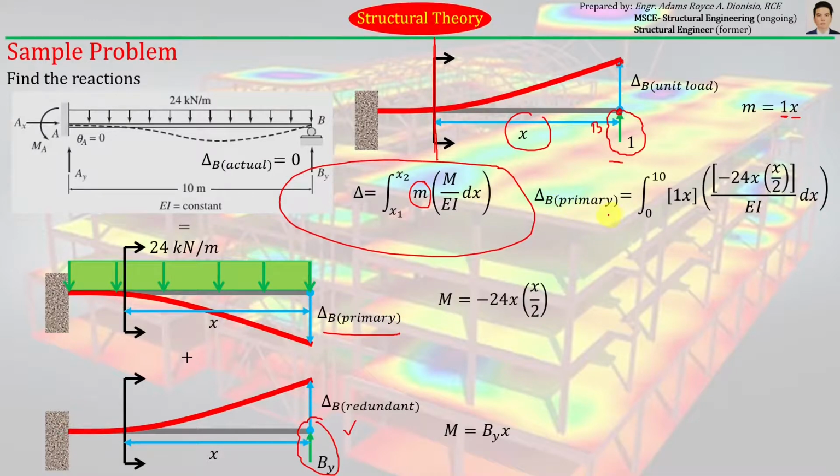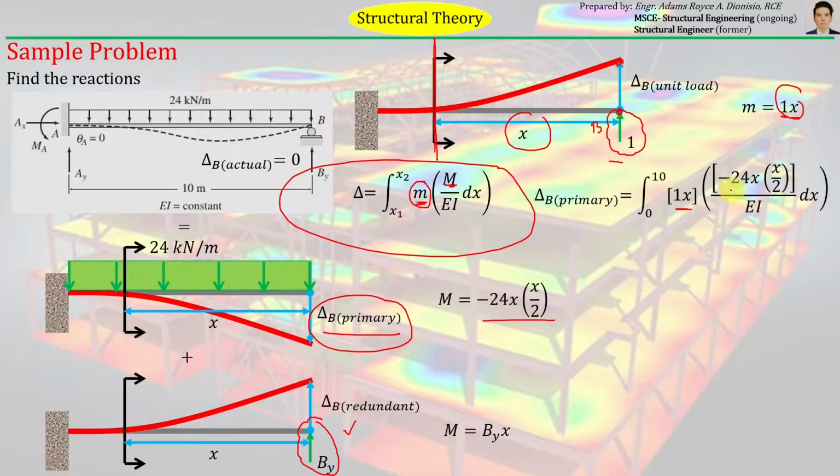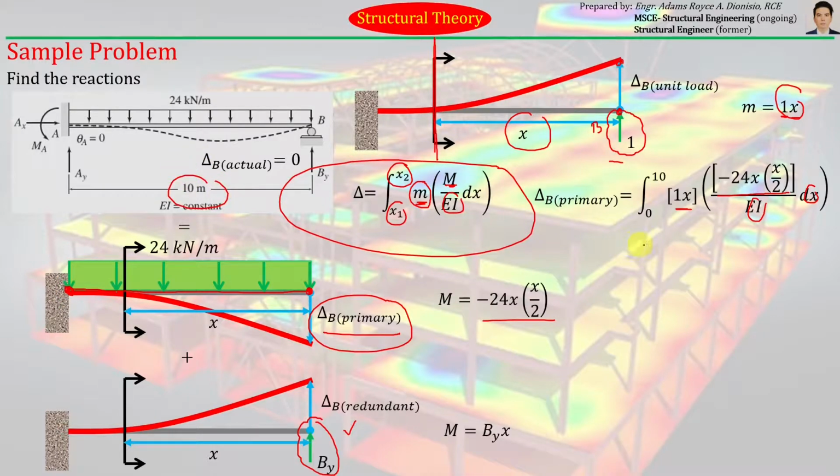Deflection B primary is just equal to the integral of small m, which is this, times capital M, which is this, for the primary structure. So that is just negative 24x times x over 2 over EI times dx, with limits from x1 to x2. As we can see here, our limit is starting from this 0, 0 point to this final point here with a magnitude equal to 10 meters.